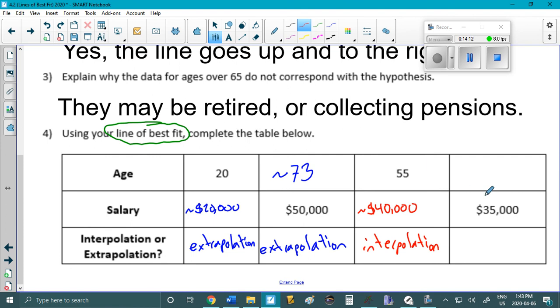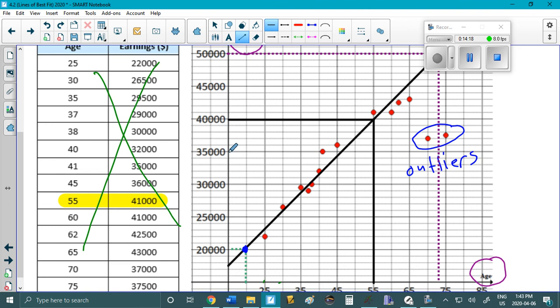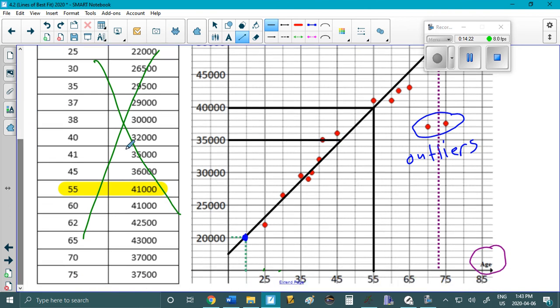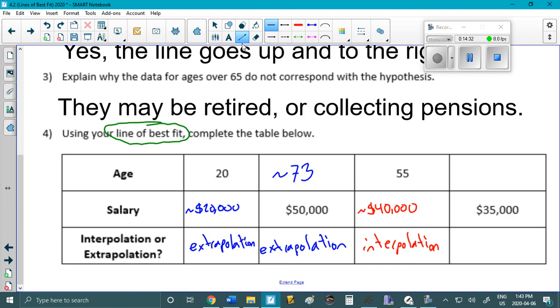Interpolation. Last one, salary of 35,000. So we come over here, I draw my line, I get to the graph, and then I go down to the x-axis, or the independent variable, and there I am. That's 45, I don't know, 46? If you said 45, that's good too. I'm going to say about, I think I said, 46 years of age.